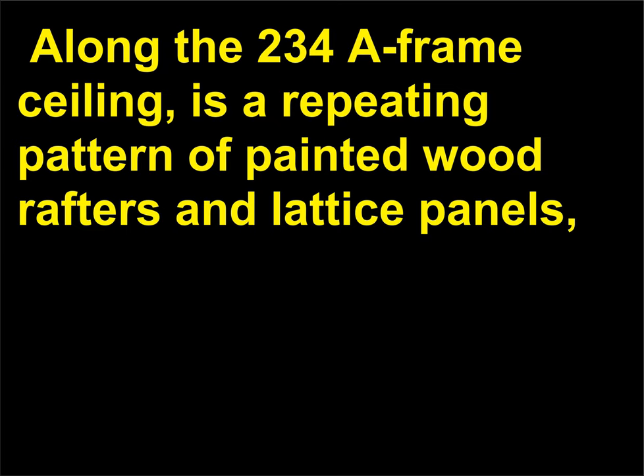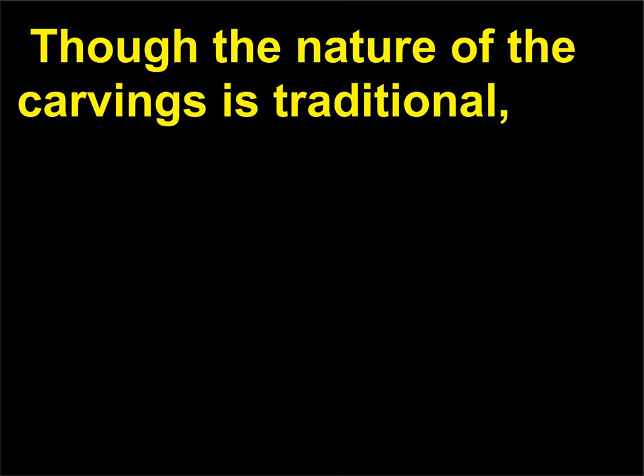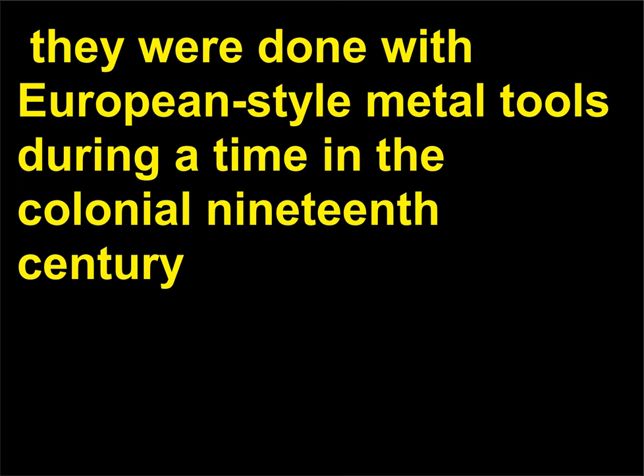Along the A-frame ceiling is a repeating pattern of painted wood rafters and lattice panels, which were made by women artisans. Though the nature of the carvings is traditional, they were done with European-style metal tools during a time in the colonial 19th century, as Maori architecture was changing under the influence of Christianity.